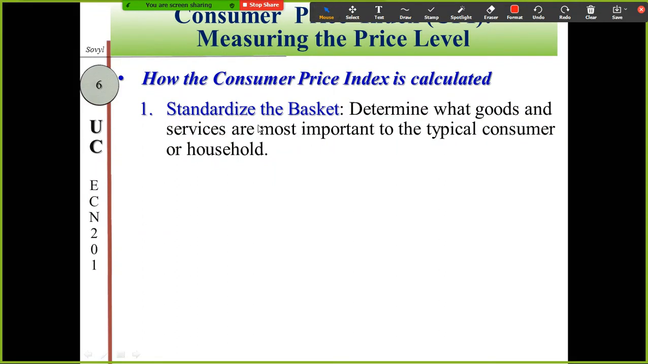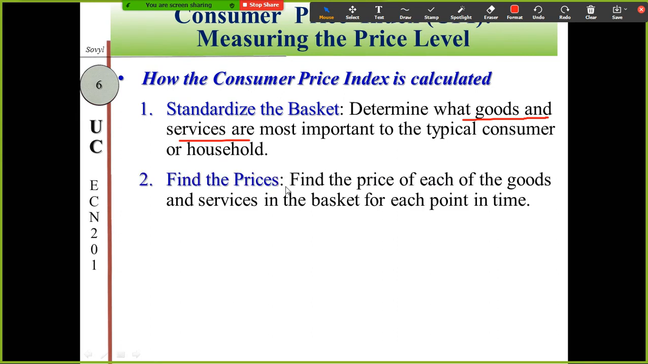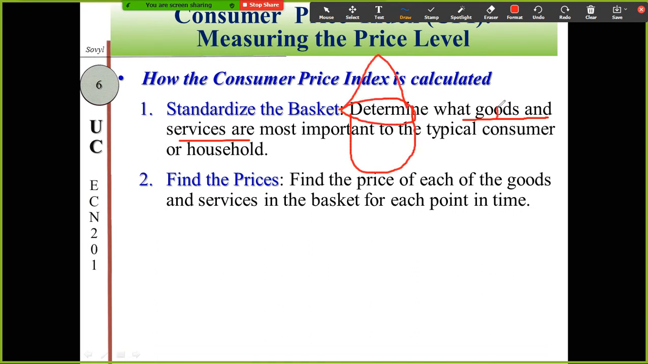So if we already standardize the basket, it means that if we already determine the important goods and the important services for the household, for the consumer, we need to find step 2, price. Because when you take the basket, go to the market and buy this good and this service into the basket, these goods and services available in the marketplace are not for free. They are subject to a money charge.